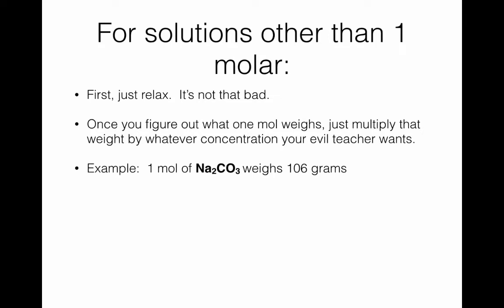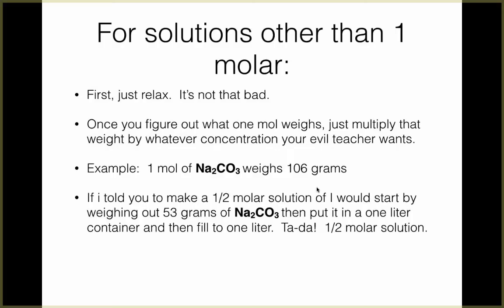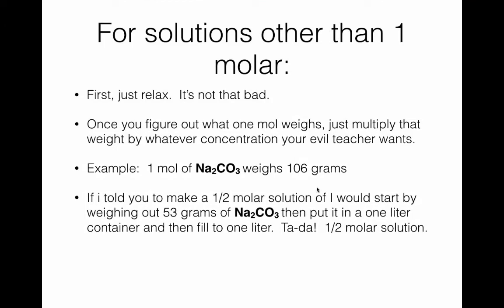So for example, a 1 molar solution of sodium carbonate weighs 106 grams. But if I wanted to make a half molar solution, I start by weighing out 53 grams. Why would I do that? Well, let's look here. 106 grams is 1 mole. If I divide that in half, I'd have 53 grams. That's half a mole of sodium carbonate. And then put that in the 1 liter container and fill to 1 liter. And ta-da, I've got myself a half molar solution.